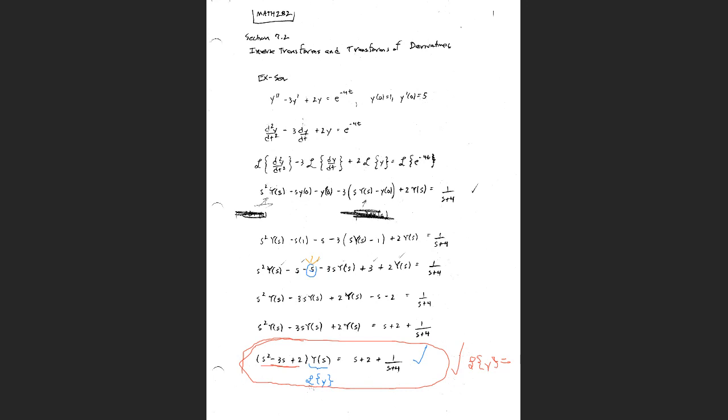Okay. Well, so we're going to divide through this equation by s squared minus 3s plus 2. And that's what we do. So the Laplace transform, which I denote by Y of s, equals then (s plus 2) over (s squared minus 3s plus 2), plus 1 over (s plus 4) times (s squared minus 3s plus 2).